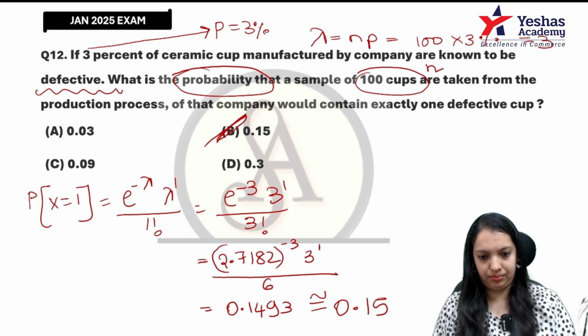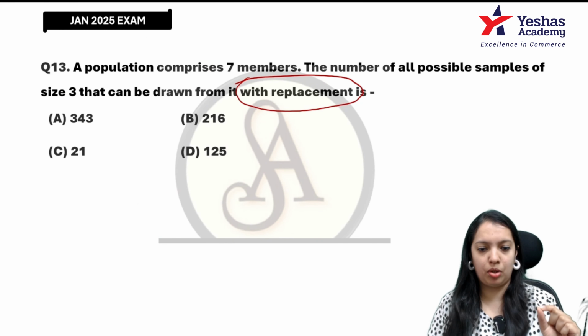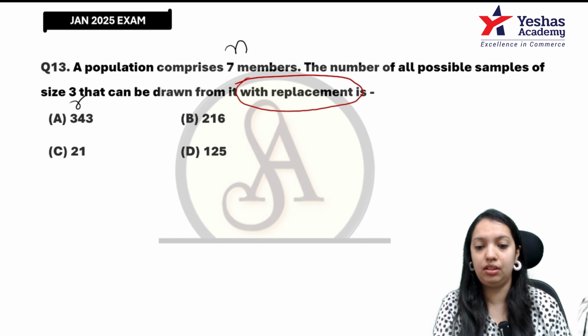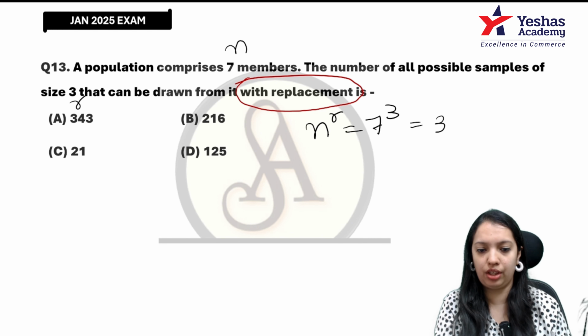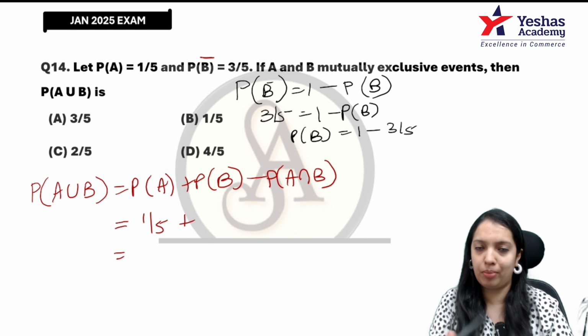Next question is from sampling theorem. The population consists of 7 members, this is n. Number of possible samples of size 3, this is r. With the replacement, the formula is n power r, 7 power 3, which is equal to 343. Option A is correct. Next question, probability question.